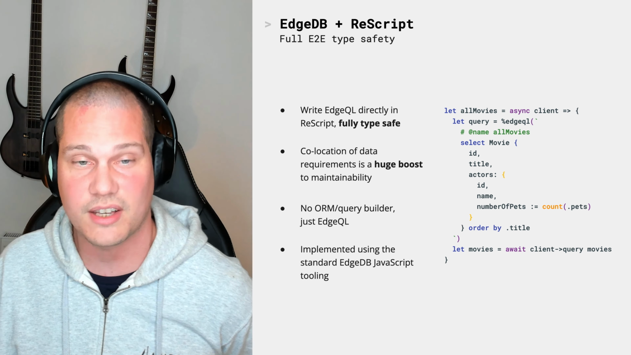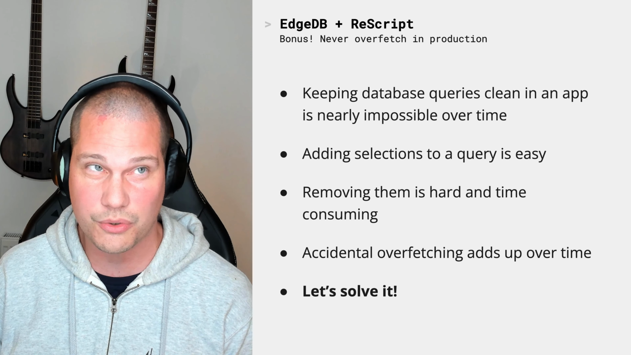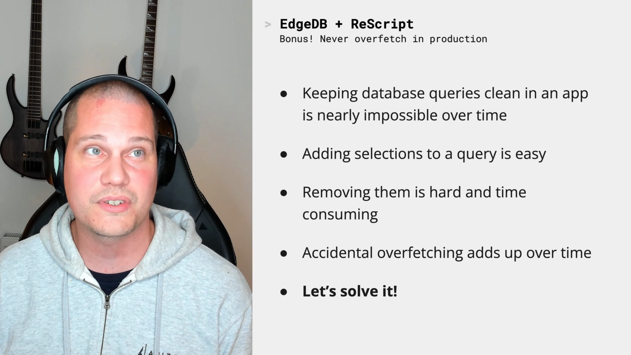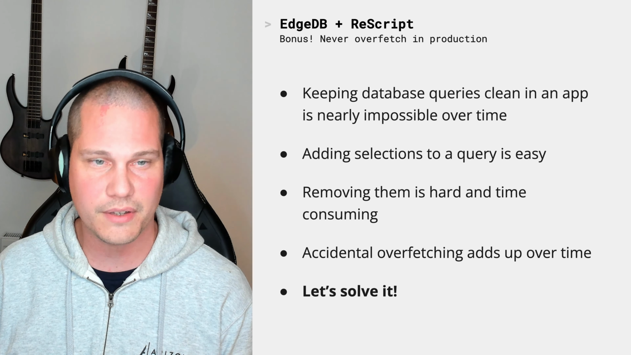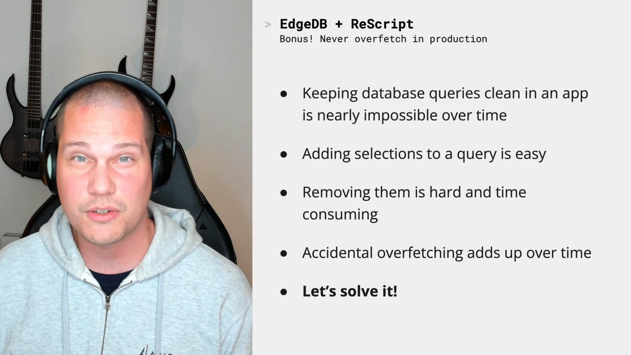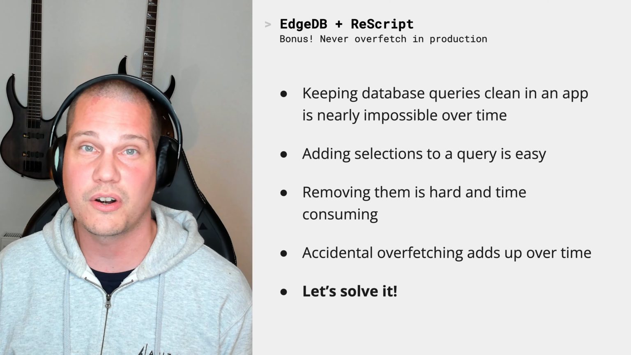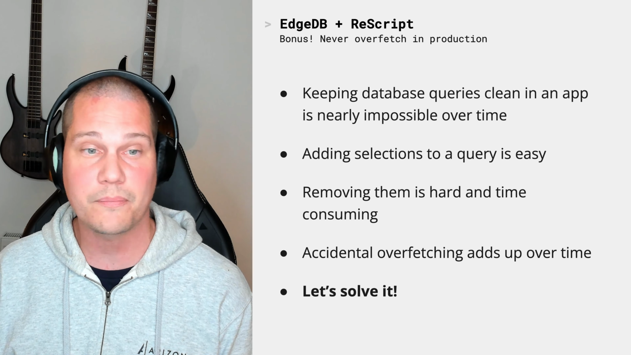So I also have a bonus thing that I would like to show you, which is kind of cool. And it really shows how you can combine ReScript's type system with EdgeDB and get something really productive out of it. So do you know how much you overfetch from your database? Do you know how much in your application you select from the database and then never ever end up using?